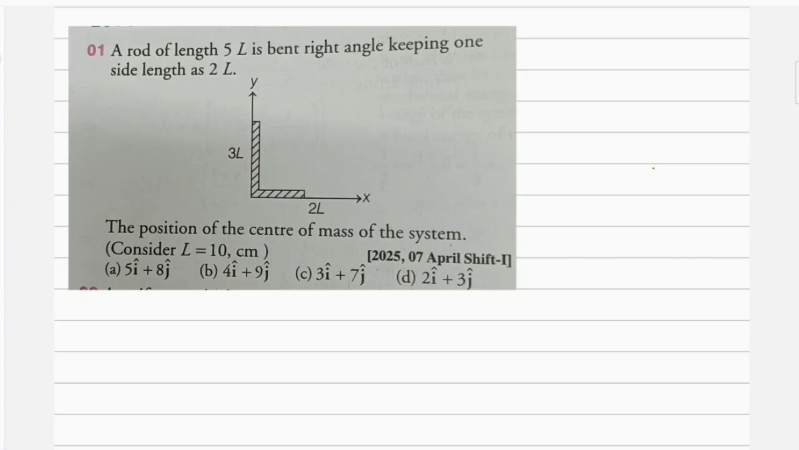The total length is given to you as 5L. It is bent at a right angle in such a way that the horizontal rod has length 2L while the vertical rod has length 3L. The diagram will also guide you. Now the value of L given to you is 10 centimeter. So 2L will be 20 centimeter and 3L will be 30 centimeter.